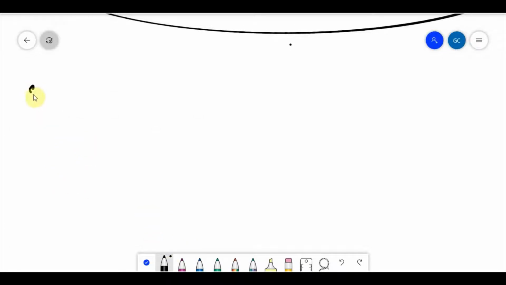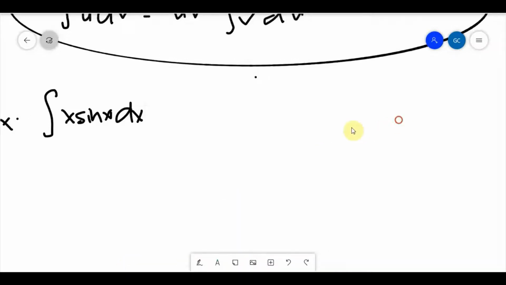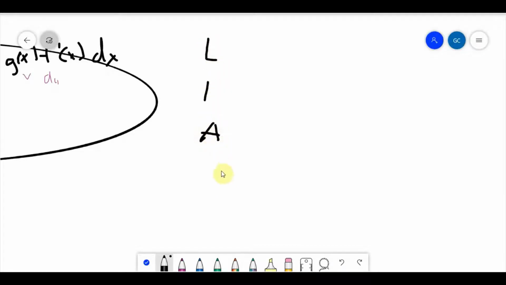So what if I have the integral of x sine x dx? Now, in choosing what is your u and what is your dv, we need to take note of these: LIATE.